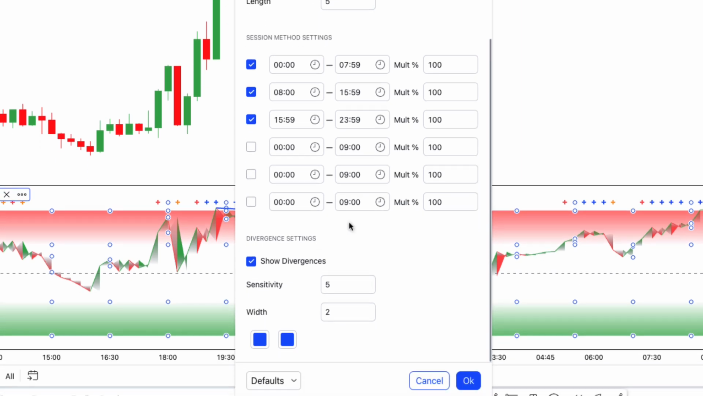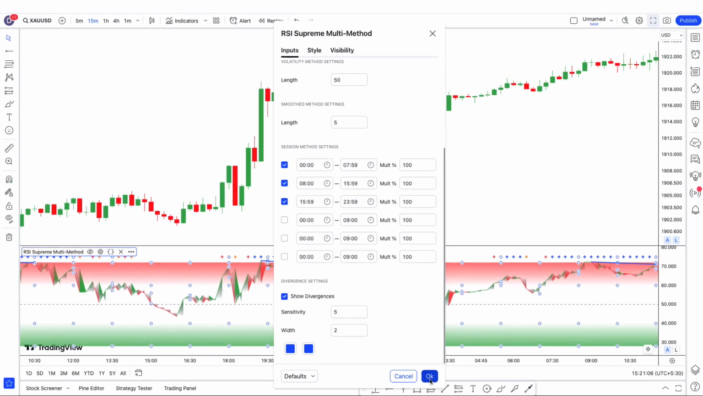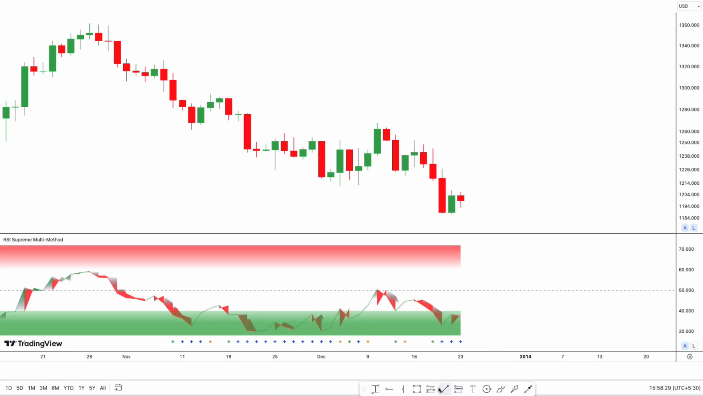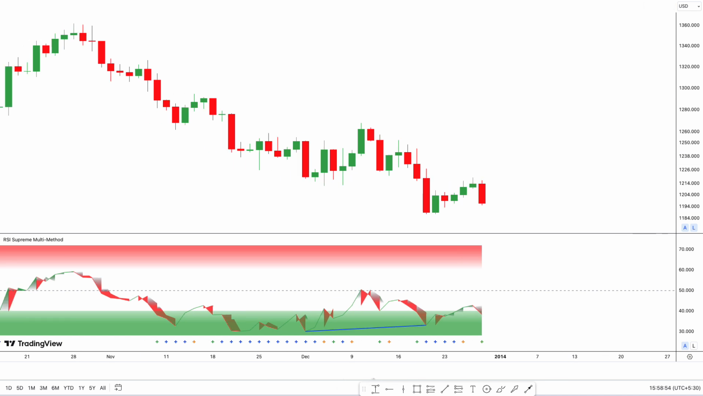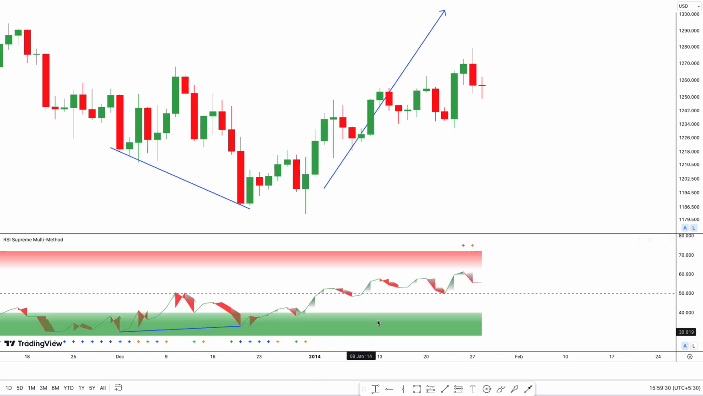Additionally, the indicator draws divergence on the oscillator, providing an additional layer of RSI analysis. Divergence occurs when the direction of the RSI is different from the direction of price movement, potentially indicating a change in trend. For example, when price makes a lower low but the RSI makes a higher low, the indicator marks it as a bullish divergence. Traders can expect price reversal.